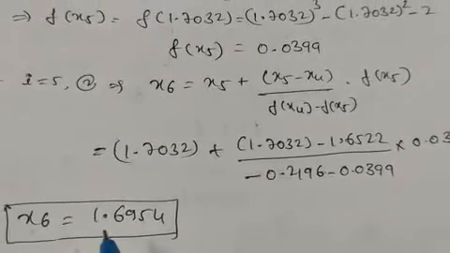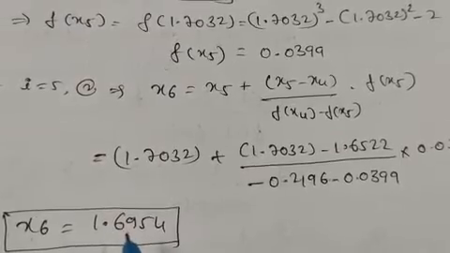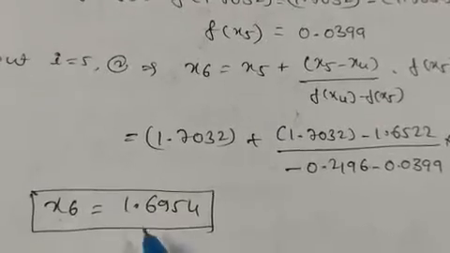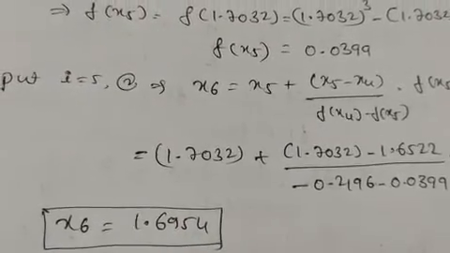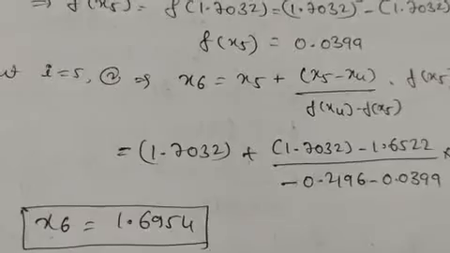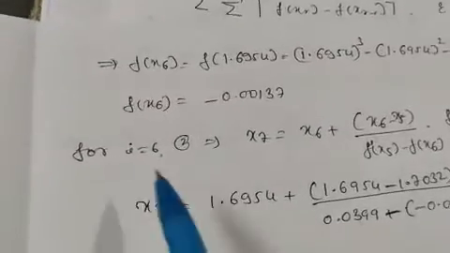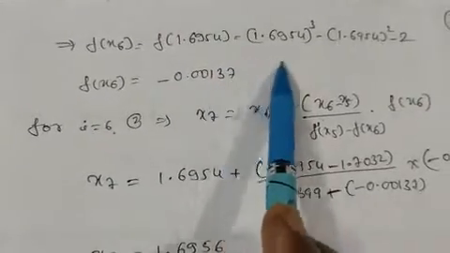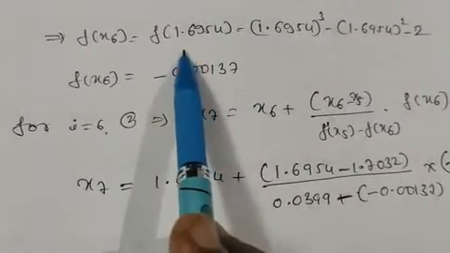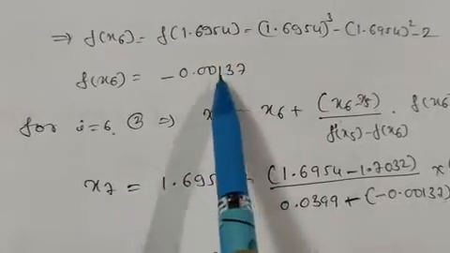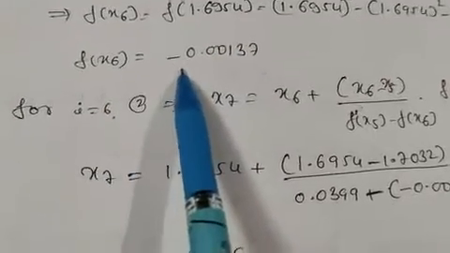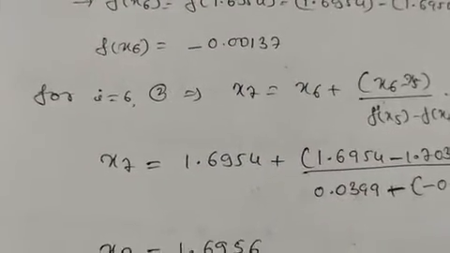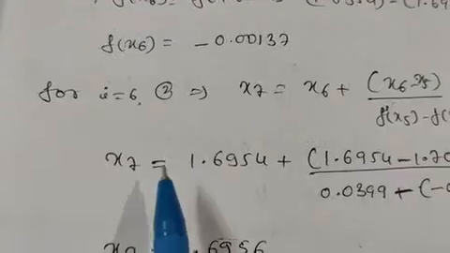You will get x6 as 1.6954. So x5 is 1.7 and x6 is 1.6. They are again not the same, so you have to continue this process. f of x6 is f of 1.6954. Substitute x equals 1.6954 in equation 1. You will get f of x6 equal to minus 0.00137. So this is f of x6.